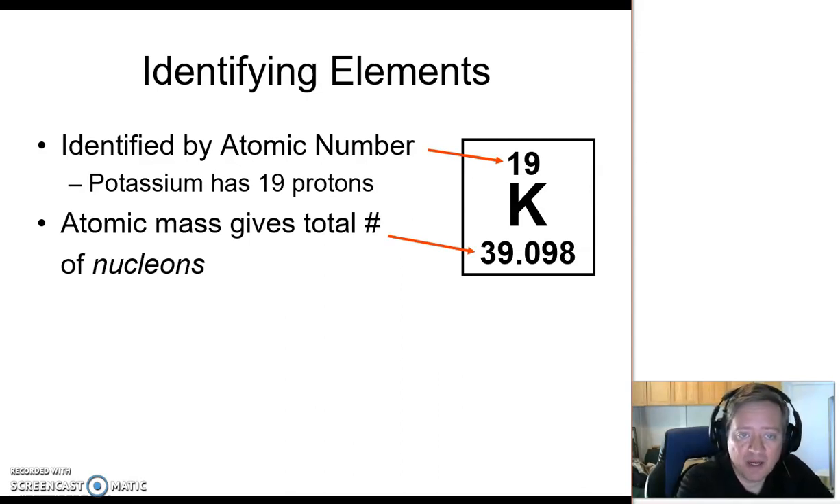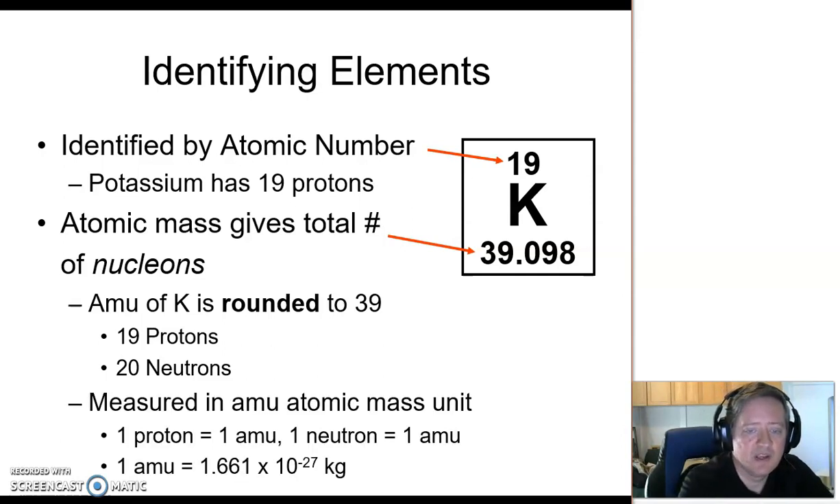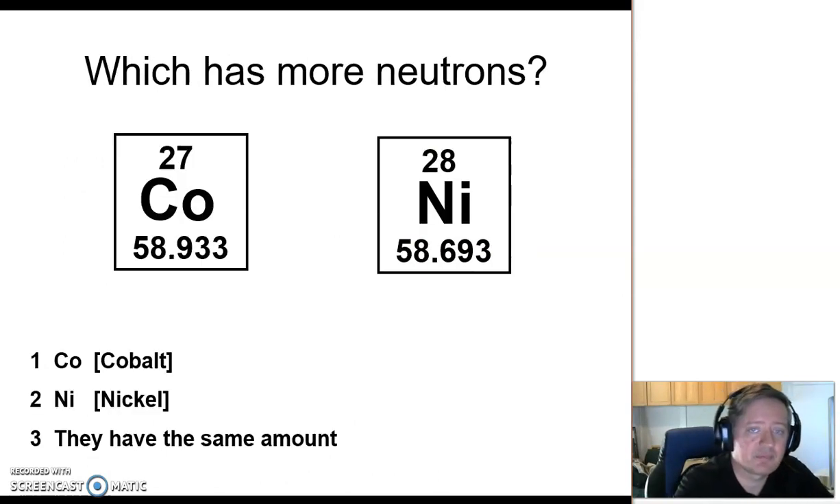The number on the bottom, which is always going to be bigger, is protons plus neutrons, and a proton or neutron we call a nucleon. So we're going to round 39.098 to 39. So 39 minus 19, we know we have 19 protons, which means we have to have 20 neutrons. So again, a proton or neutron, we measure it in atomic mass units, because a proton is 1.66 times 10 to the negative 27th kilograms. We're not going to go around using that number all the time.